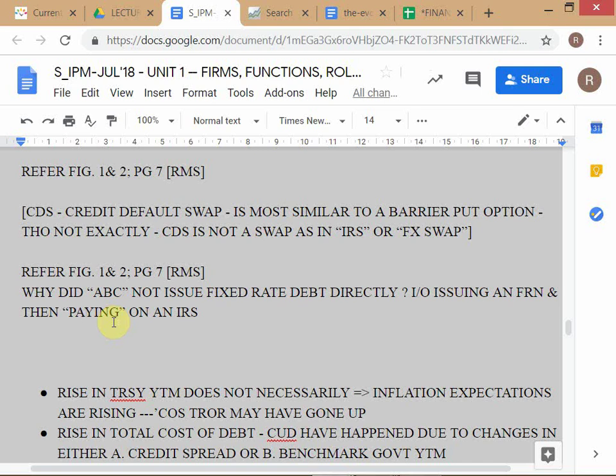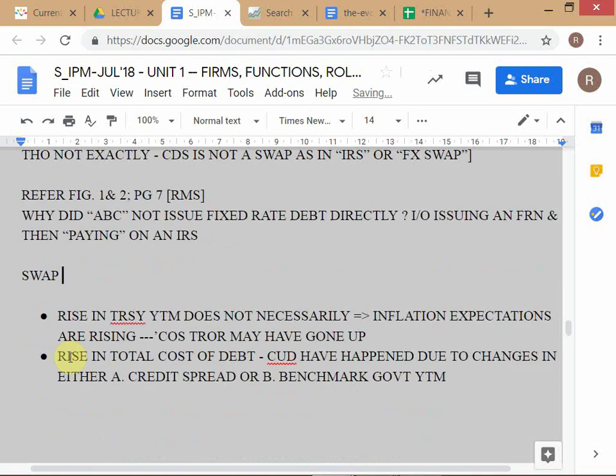And we say that SCB is receiving on the IRS, which means SCB is receiving the fixed rate. These are all shortcuts, just jargon that is used in the market, but you need to know that. Then, paying on an IRS, this brings us to an important concept that you need to be aware of.